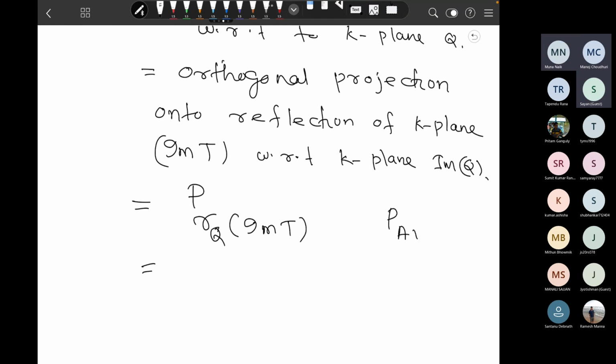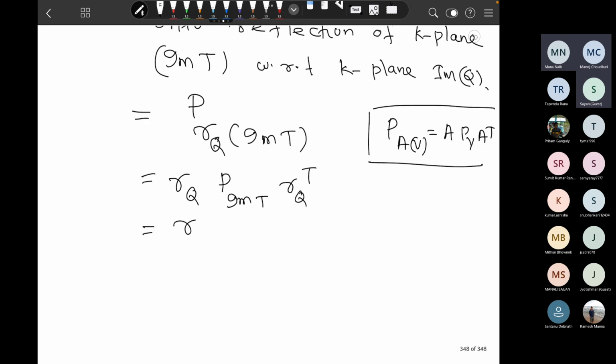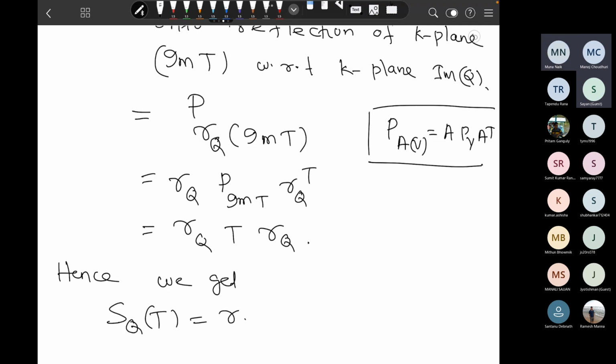And this is really what? I will use the relation P of AB is equal to A PB A transpose. If I use this relation, we get RQ times the projection associated to image of T, and this is RQ transpose. Now the projection associated to image of T is T, and RQ transpose is RQ. So hence we get SQ of T is equal to RQ T RQ, where Q and T belong to WK. Now I have to really show.